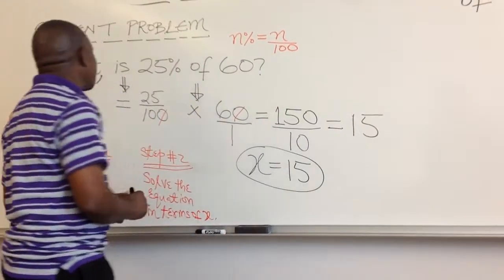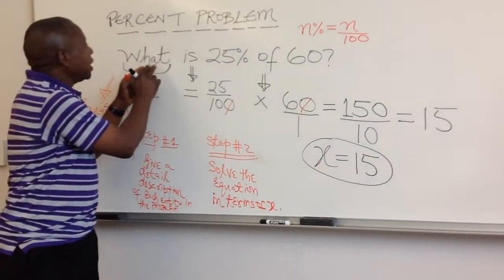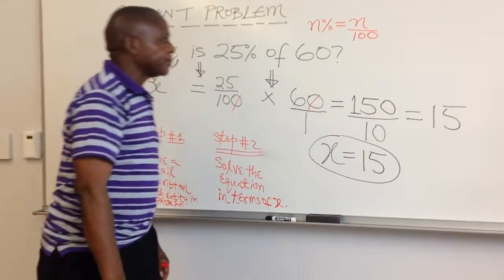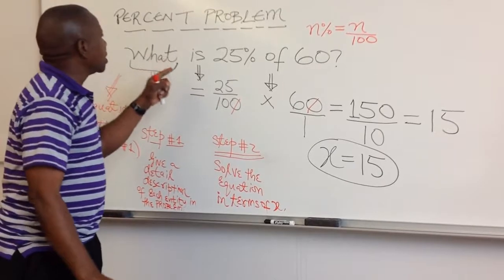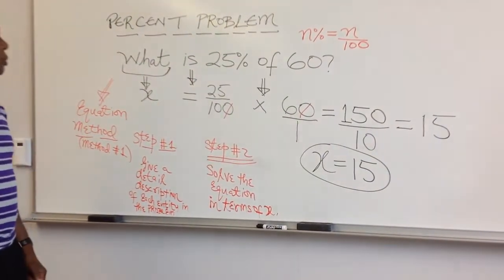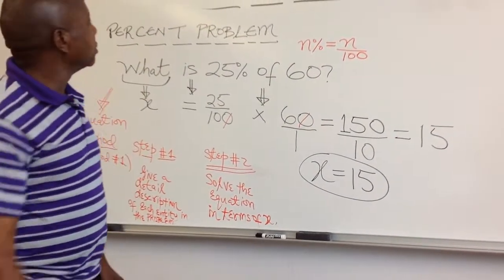In other words, we can rightly say that 15 is 25% of 60. So let us go through this step one more time.